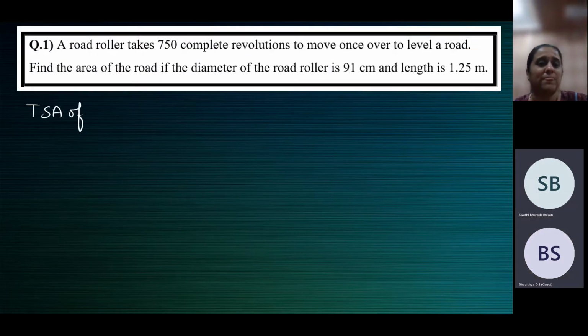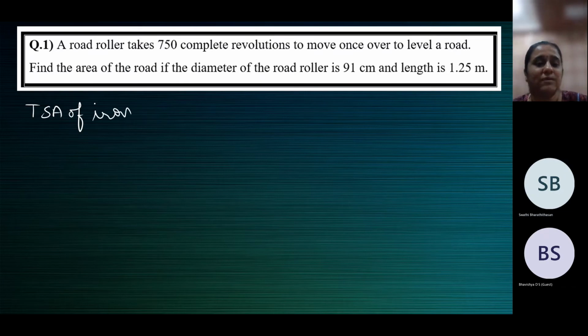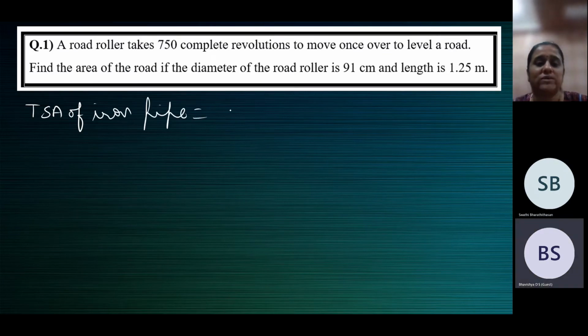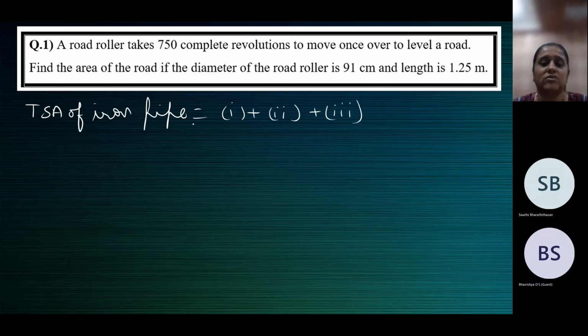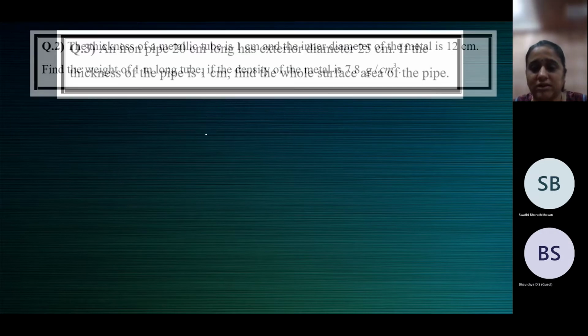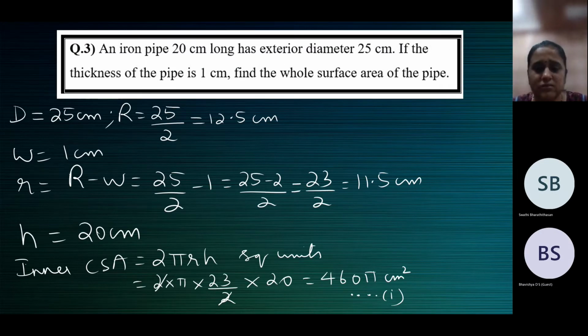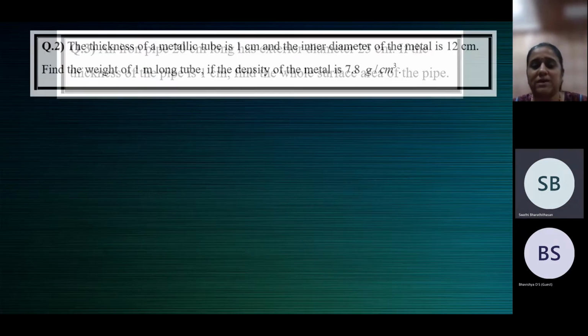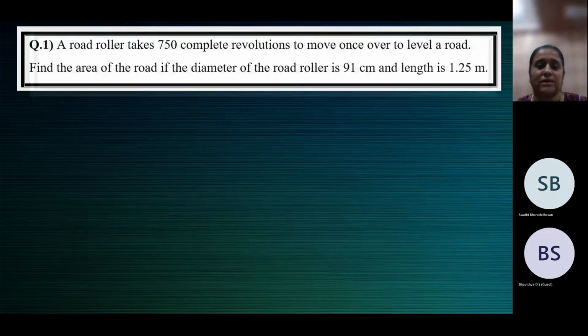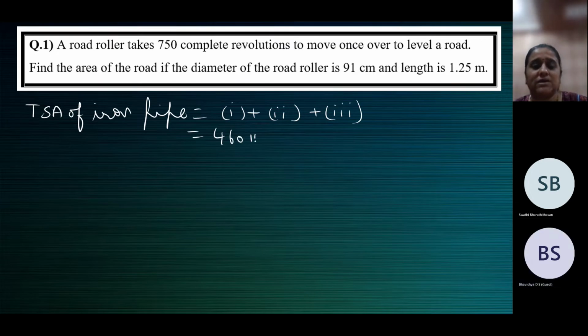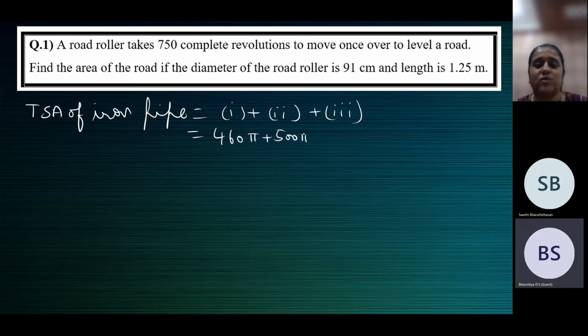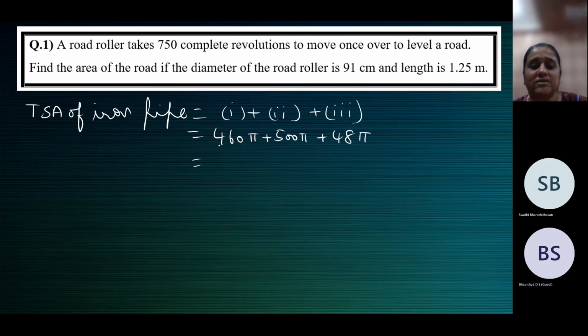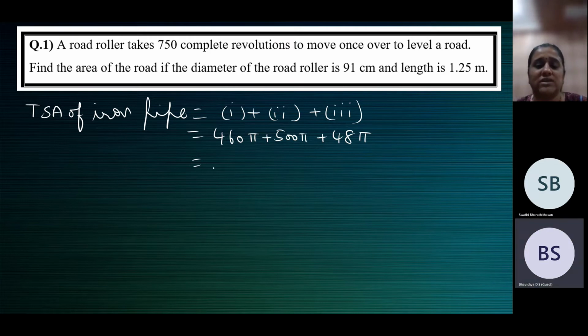Yeah, iron pipe. So TSA of iron pipe is equal to 1 plus 2 plus 3. So what did we get in 1? 460 pi plus 500 pi plus 48 pi. So 500, 960, 1008. 1008 pi. All of you got this?